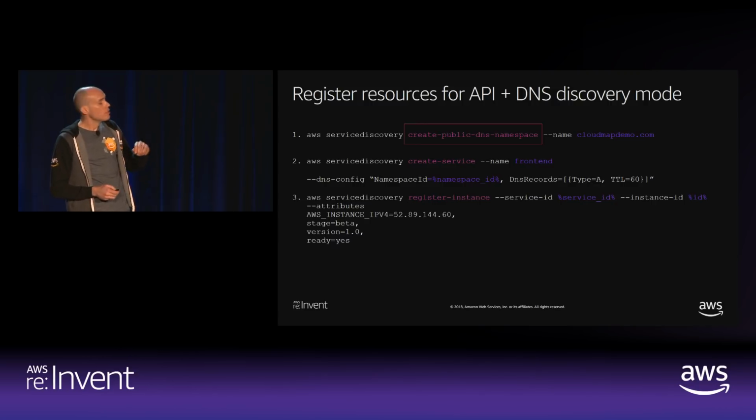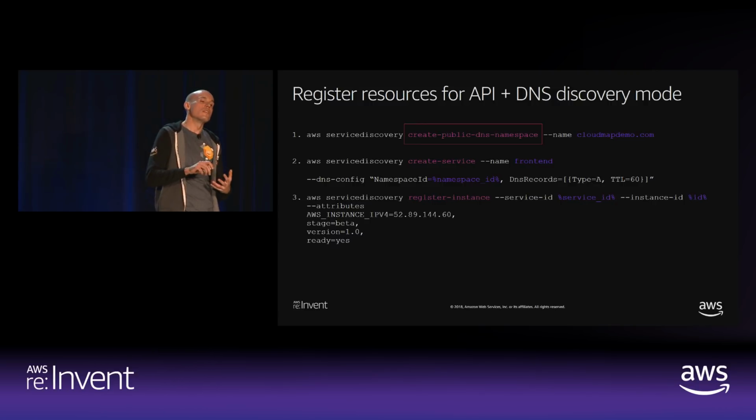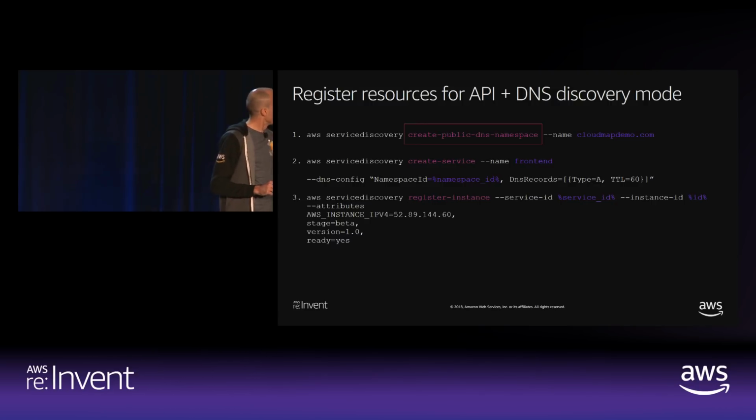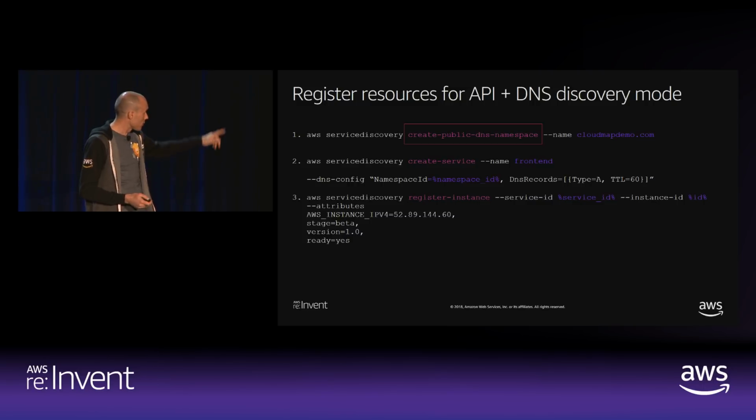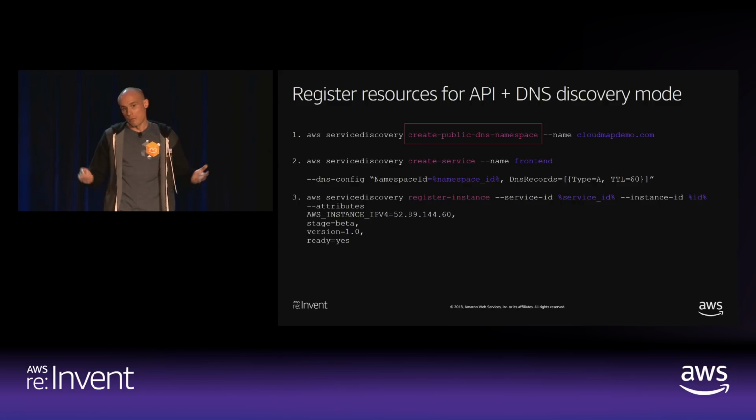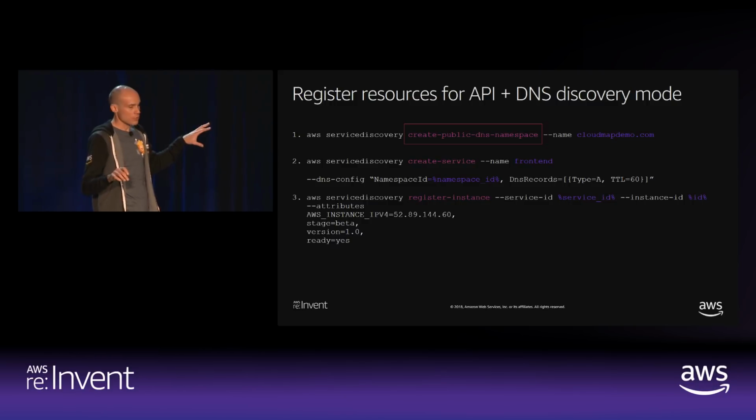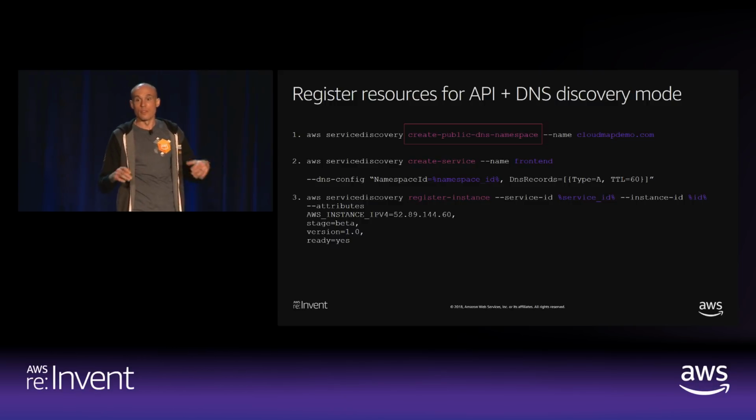Right after that, I can start registering instances against that service. And I definitely want to provide an IP, but on top of it, I can put some custom attributes. These are absolutely custom. You can put whatever you want. So in that case, I put stage beta, version 1.0, and a readiness flag. I'm saying, yes, it's ready. That's how we register IP-based resources if we want to enable DNS resolution.